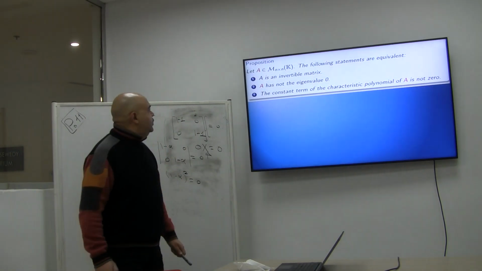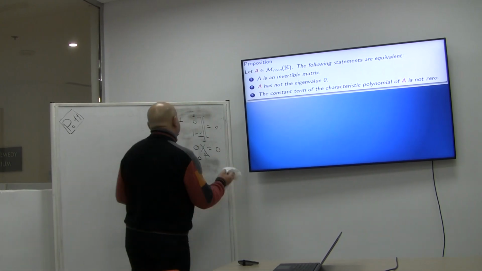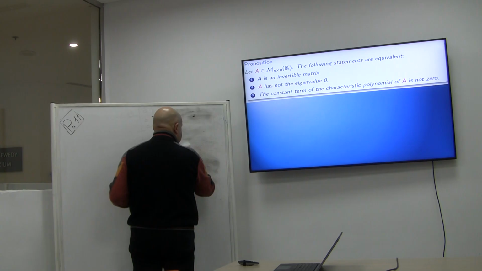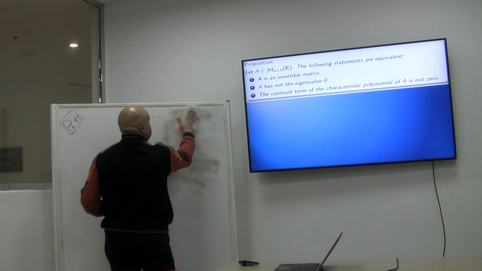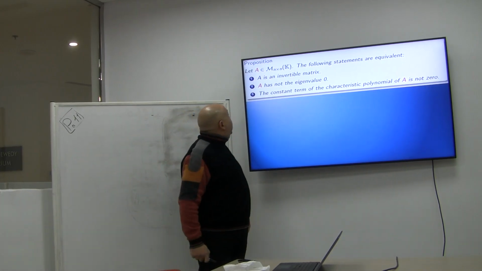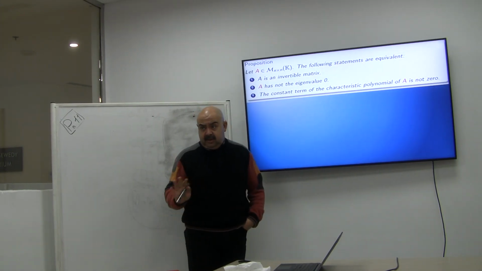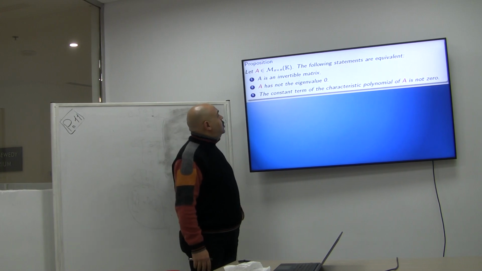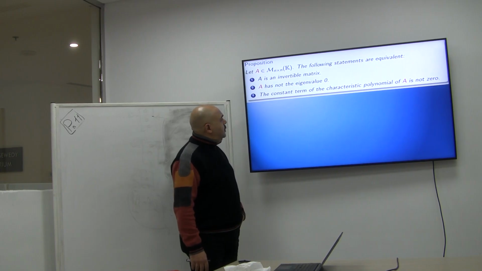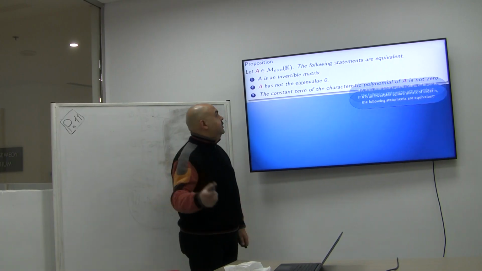It's a nice remark. It's stated here in your slides, this statement for this proposition, but I think it's not written quite well. He's stating that let A be a square matrix, the following statements are equivalent. I don't think he means that. A is an invertible matrix. A hasn't the eigenvalue equal to 0. The constant term of the characteristic polynomial of A is not 0. I think it should be written like this.